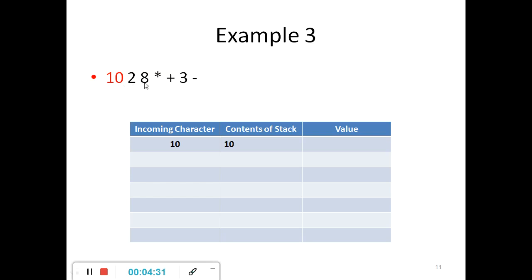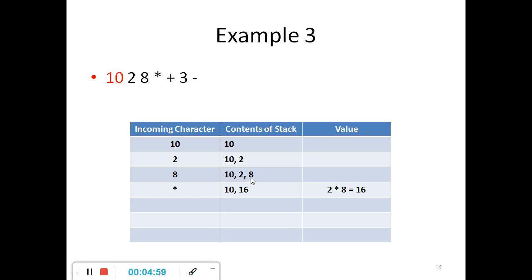10, 2, 8, star, plus, 3, minus. So the incoming character is 10, directly it gets pushed onto the stack. 2 gets pushed onto the stack as usual. 8, same thing. Then there is a star symbol. So what happens is when I have a star operator, two pop operations I want to perform, so I'll be able to get the data 8 and 2.